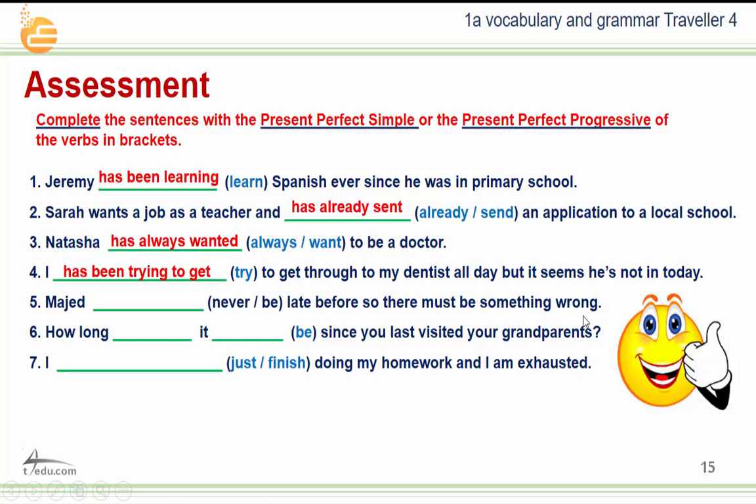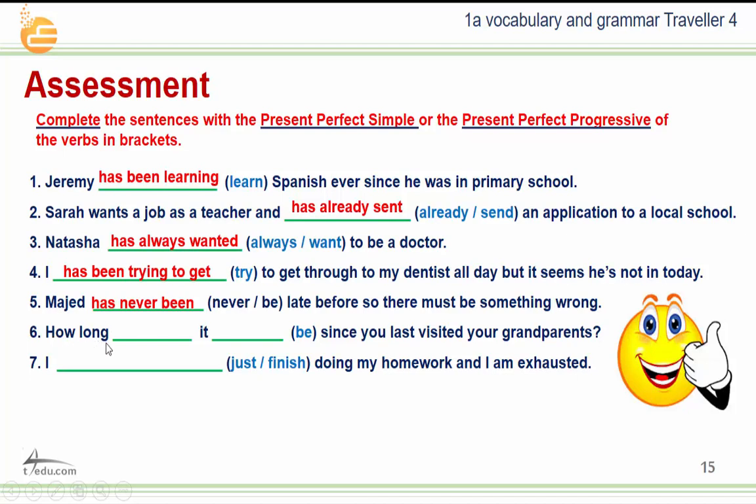Something happened in the past, continues up to now. So you should use has never been. Why? The emphasis is on the action, not on the duration.